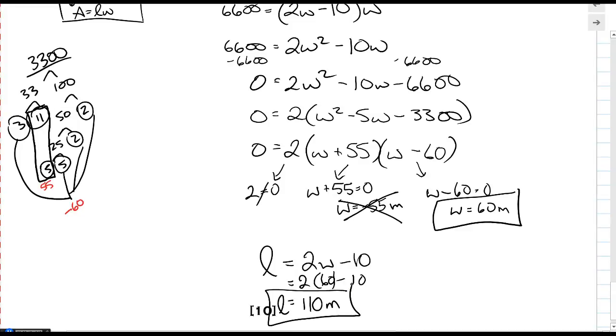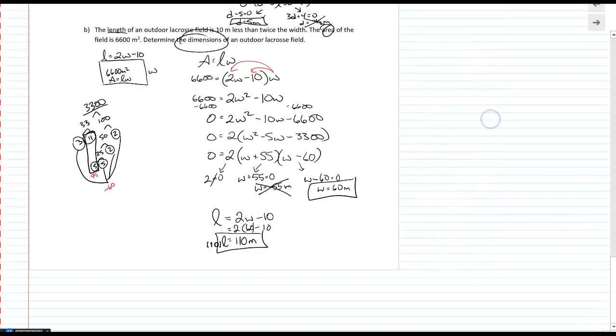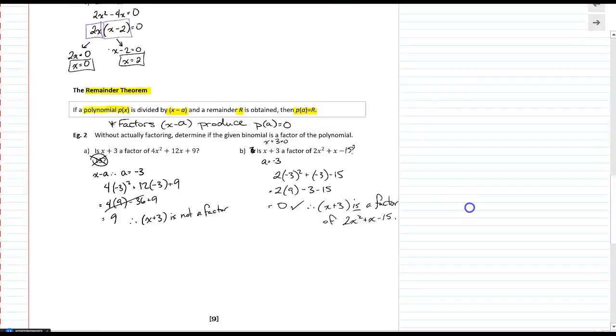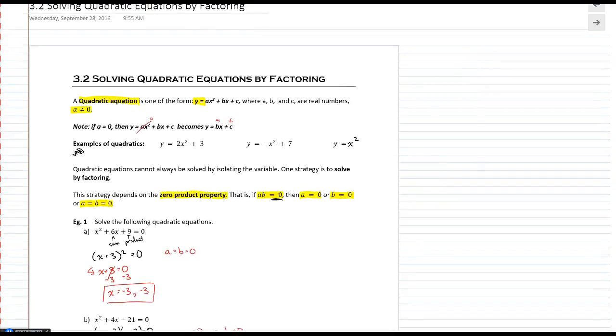There you have it. So you've got lots of practice questions to do for 3.2. You can look in your workbooks. I definitely recommend starting there. And then if you want to continue on, you can always find more examples online.